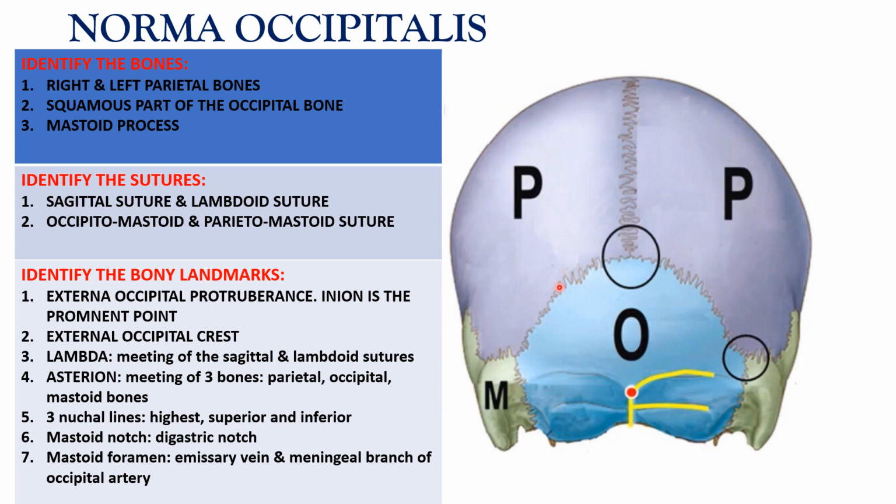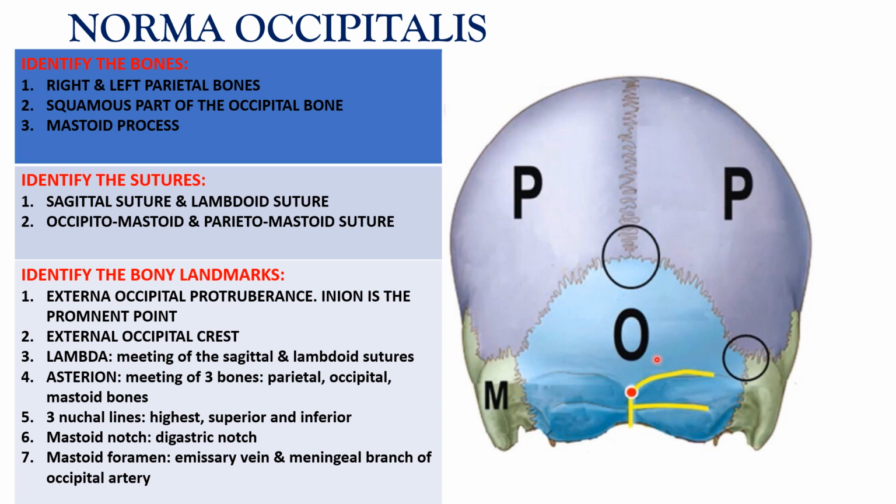So now the lambda. For the lambda, we know the lambda is the meeting point between the lambdoid suture and the sagittal suture. So this is the lambda. Then we have asterion. Asterion is the meeting point of three bones: the parietal bone, the mastoid bone, and then the occipital bone. So this is the asterion. Now this landmark has a clinical correlate, especially for neurosurgeons, because the asterion lies above the sigmoid sinus.